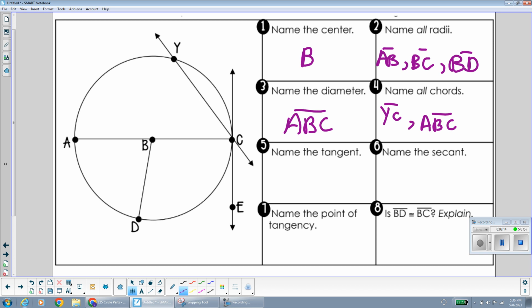Let's name the tangent to the circle. The tangent is the line that intersects the circle in one spot. So I'm going to call this line CE. So line CE is the line that's tangent to the circle. The secant intersects at two spots. So that would be line YC.